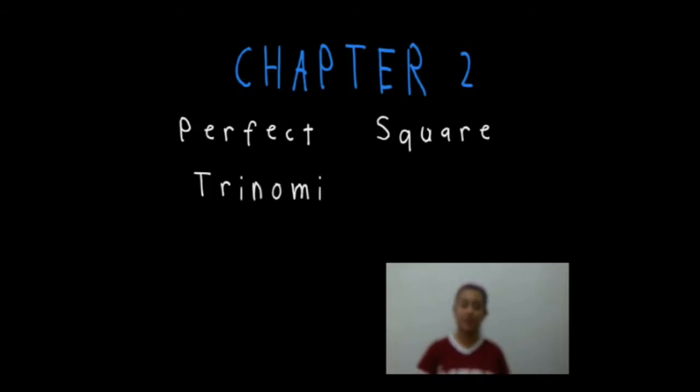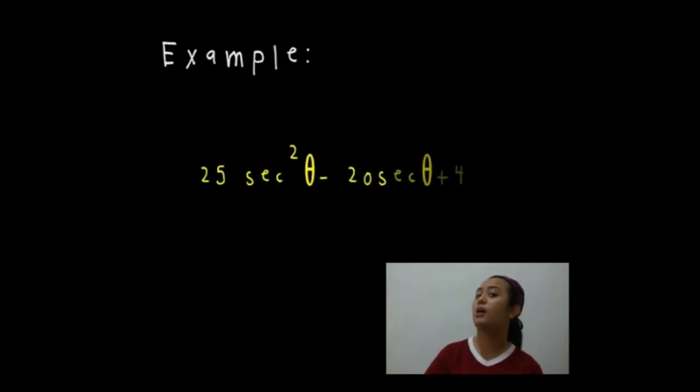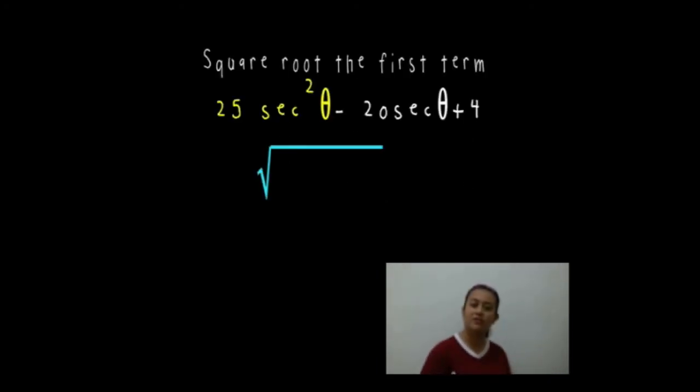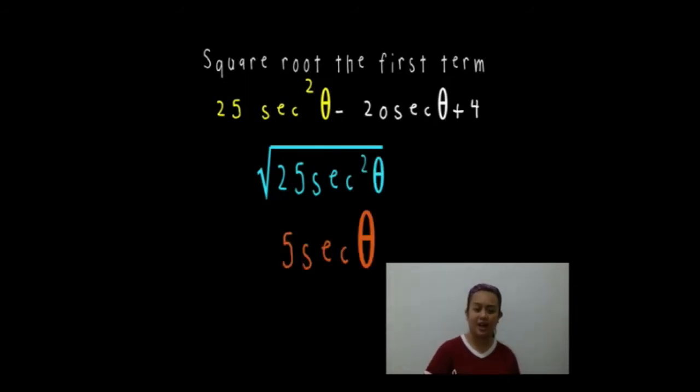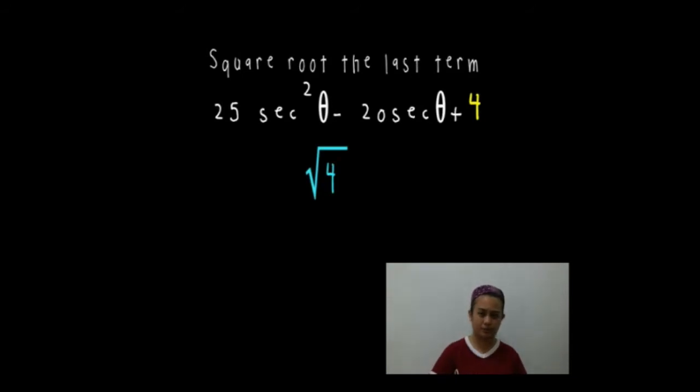We shall now use the perfect square trinomial, or the PST, instead of the DOTS method. But this time our given shall be 25 secant squared theta minus 20 secant theta plus 4. On to our first step. We shall extract the square root of our first term. So the square root of 25 secant squared theta is equal to 5 secant theta. On to our second step, we shall now extract the square root of our last term. So the square root of 4 is equal to 2.